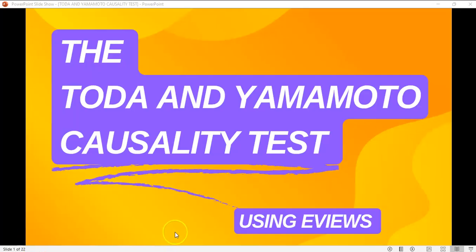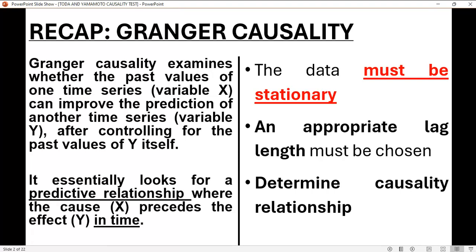Before we do that, we're going to do a recap of the previous causality test we considered, and that is the Granger causality. We discovered that Granger causality examines whether the past values of one time series can improve the prediction of another time series after controlling for the past values of y itself. We also discovered that it essentially looks for a predictive relationship where the cause independent variable precedes the effect dependent variable in time.